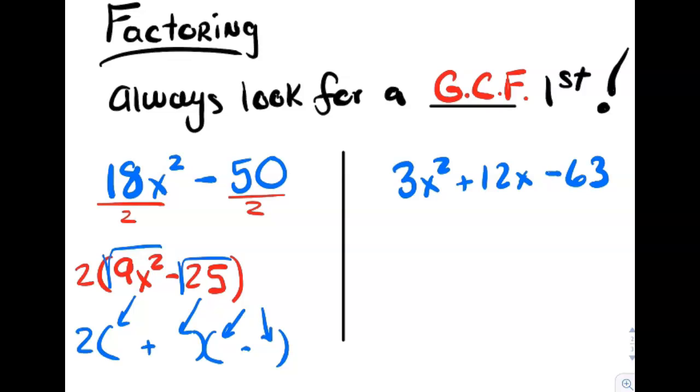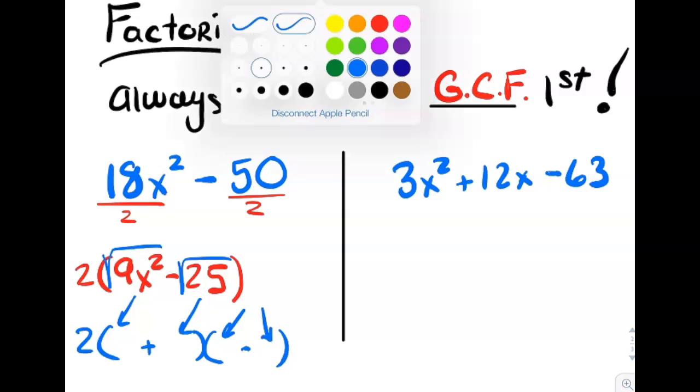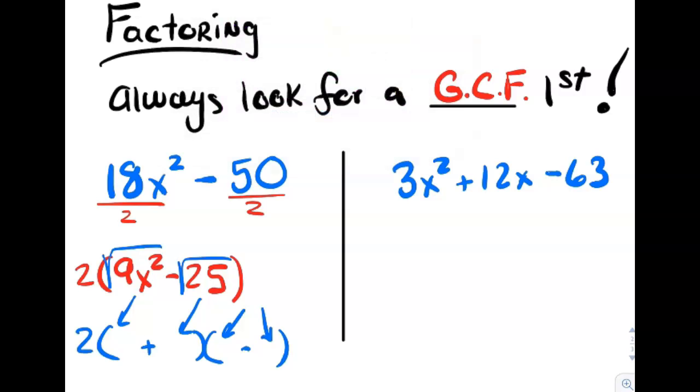And just like that on the second problem, you also have to take out the greatest common factor. So what goes into 3x squared, 12x, and 63? My first instinct is a 3 because nothing else goes into 3. So it's going to be 3, which means I'm dividing them all by 3, which leaves me with x squared plus 4x plus 21.